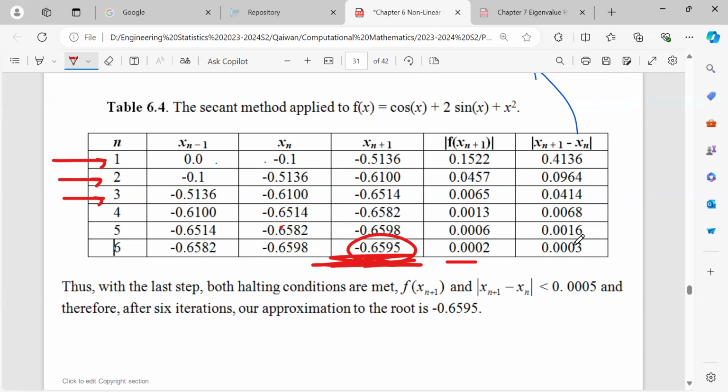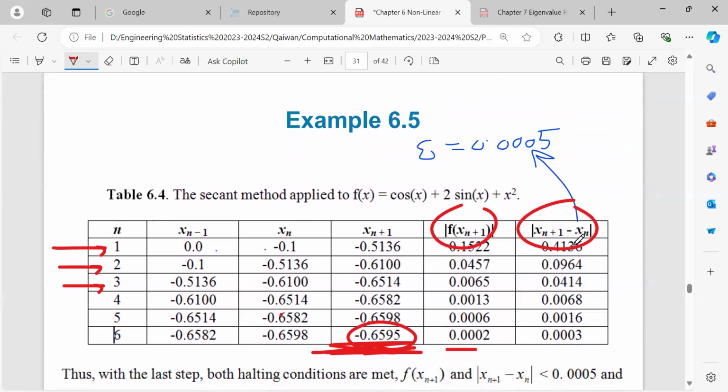If the number of iterations is given in the exam question, just do that same number of iterations. If it says find the root, find the solution, or find the approximate solution, you should do the same as we did now. You should continue until either this or that one is less than the error. This is about the second method. Any questions?